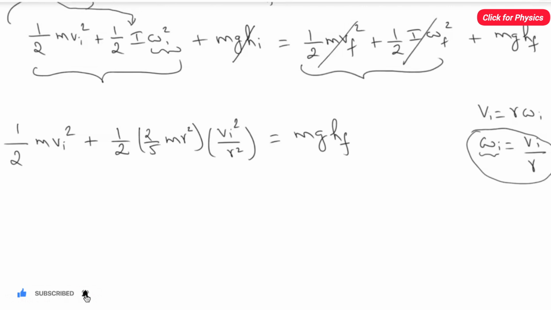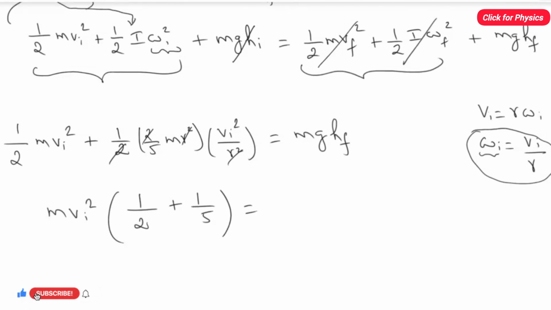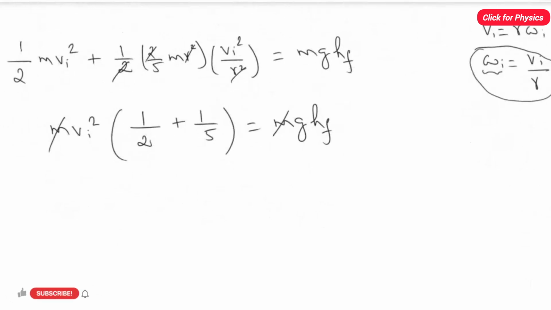Now we can cancel some terms. We can cancel 2 with this 2, and also cancel r square with this r square. Let's take the common term outside. Here m vi square is a common term, so I can take it outside. So m vi square, and inside the bracket we have half plus 1 over 5, and the right hand side we have m g hf. Now we can cancel mass on both the left hand side and the right hand side. What is remaining is vi square.